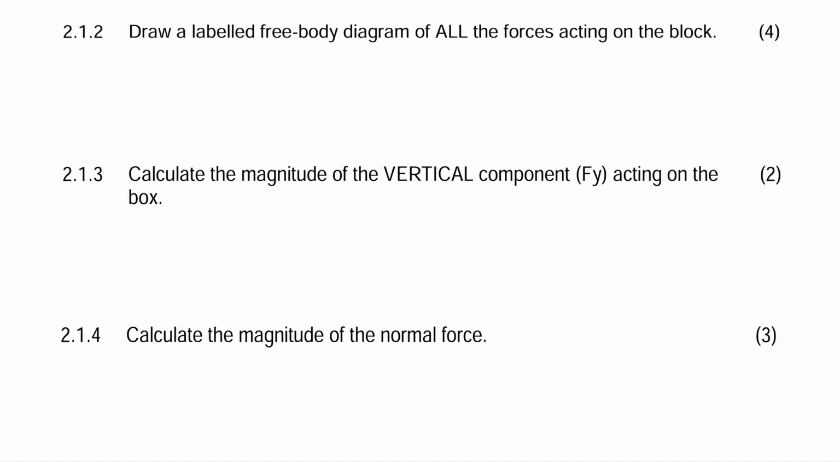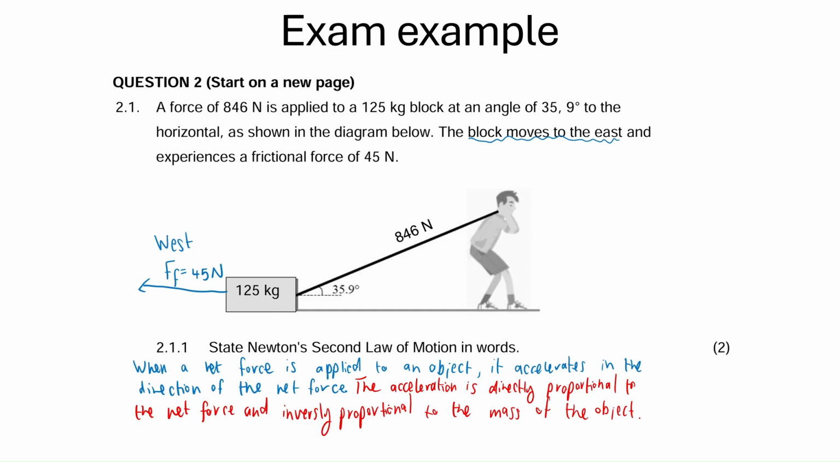So 2.1.2, draw a labeled free body diagram of all the forces acting on the block. Let's have another look at the diagram. So you guys can see here we have a 125 kilogram block, and we have an applied force going in the easterly direction at 35.9 degrees. So not the easterly direction directly, but at an angle of 35.9 degrees. We have a force of friction occurring in the westerly direction, and then naturally we have gravity going down and then normal force going up.